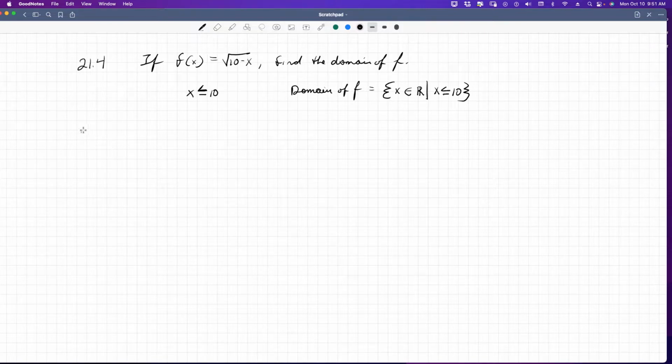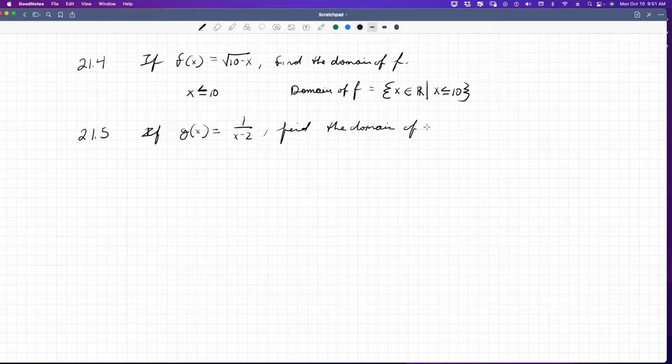All right, and that's what we're doing, is we're trying to find valid y values. So let's look at 21.5. This one's a little bit harder. If, that's not a z, I promise, it's an i. If g of x, I decided to name it something different, is equal to 1 over x minus 2. Find the domain of g. So looking at this, the only number that x cannot be is 2, because then that is what would give us a 0 as the denominator. So we can't have that.